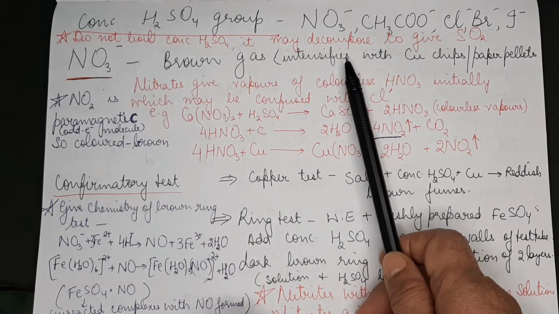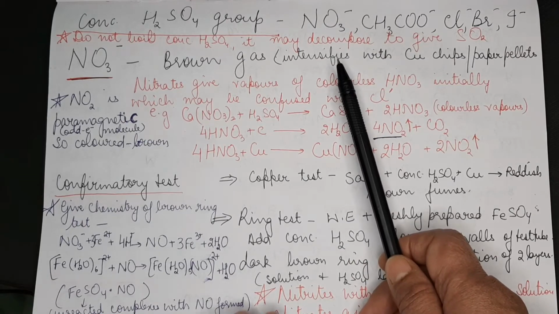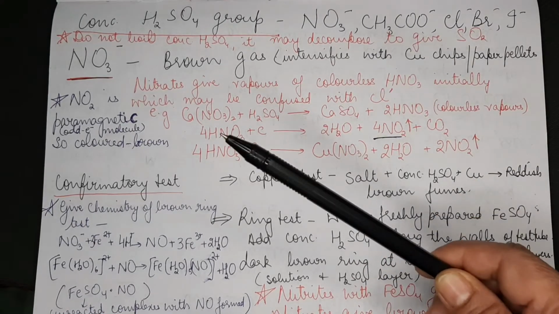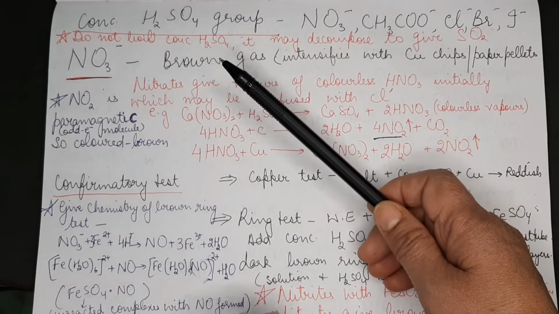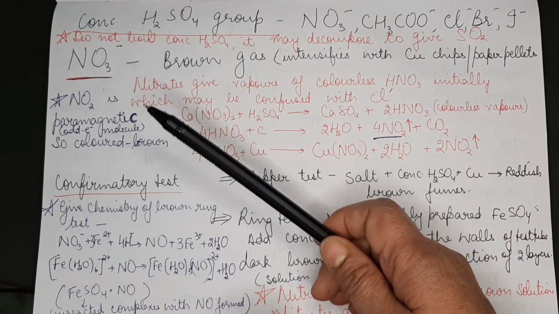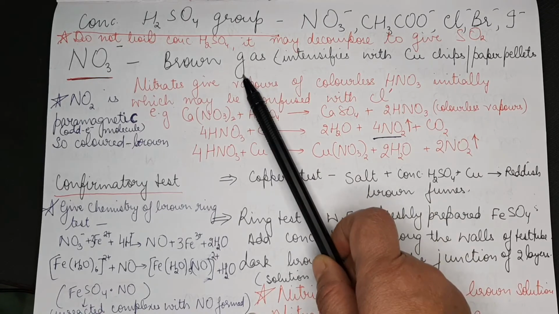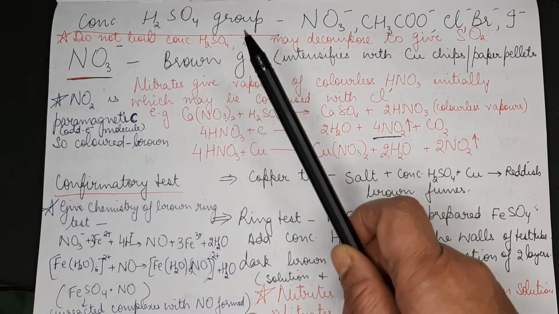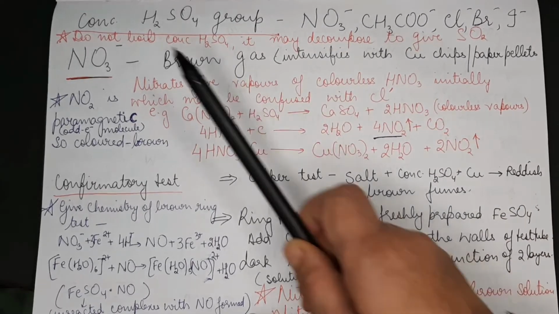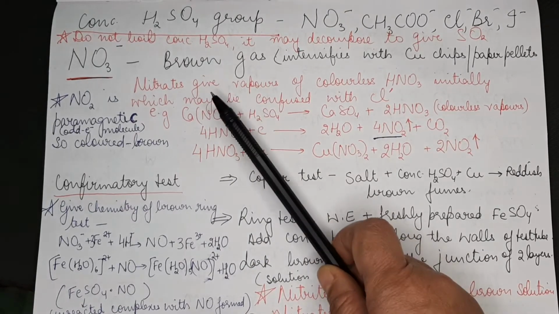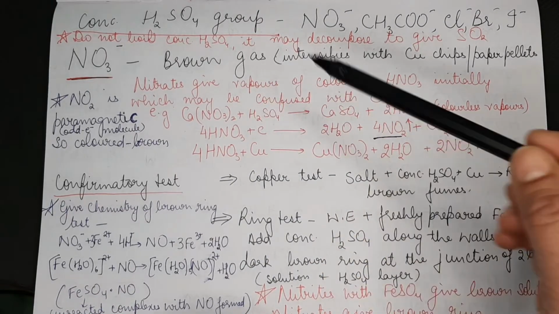Nitrate gives a brown gas with concentrated sulfuric acid. Nitrite also gave a brown gas, but nitrite gave a brown gas with dilute sulfuric acid. Nitrate is giving it with concentrated sulfuric acid, and this brown gas is basically slow to appear. Now with nitrate salts, initially you get colorless vapors.